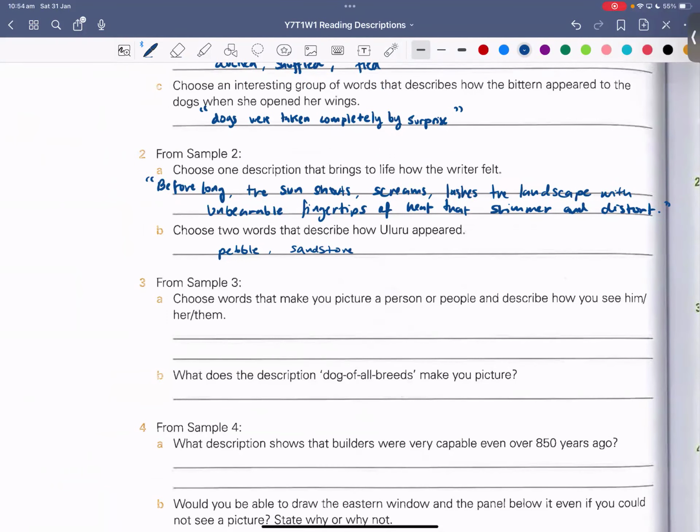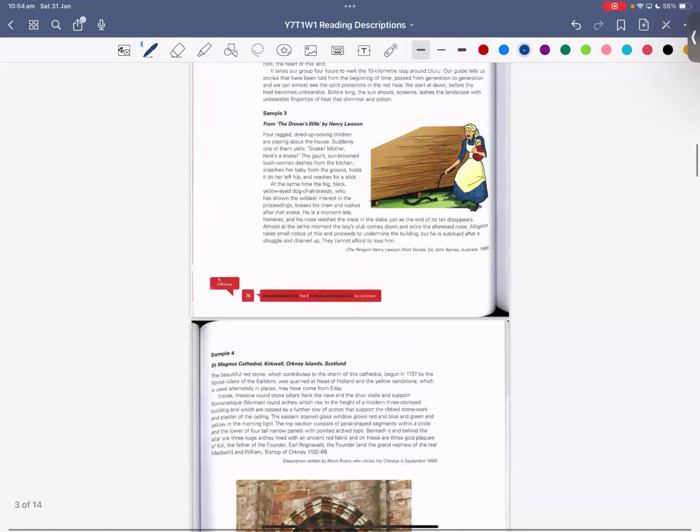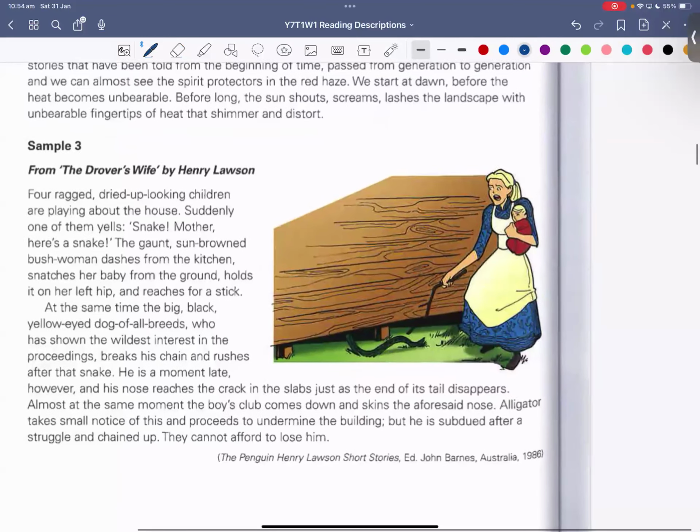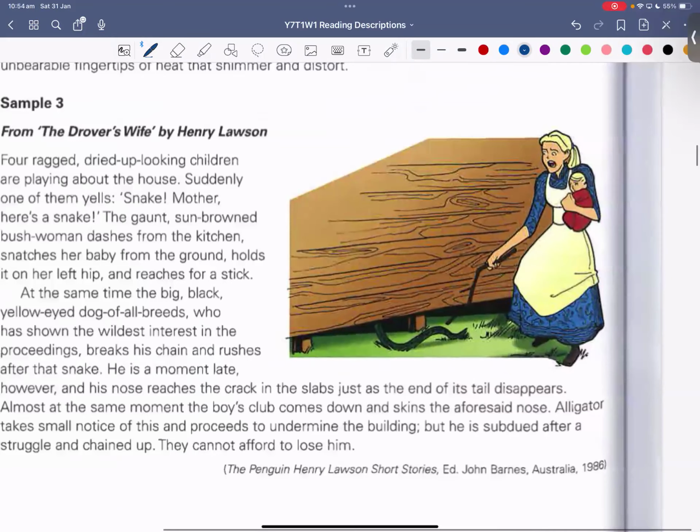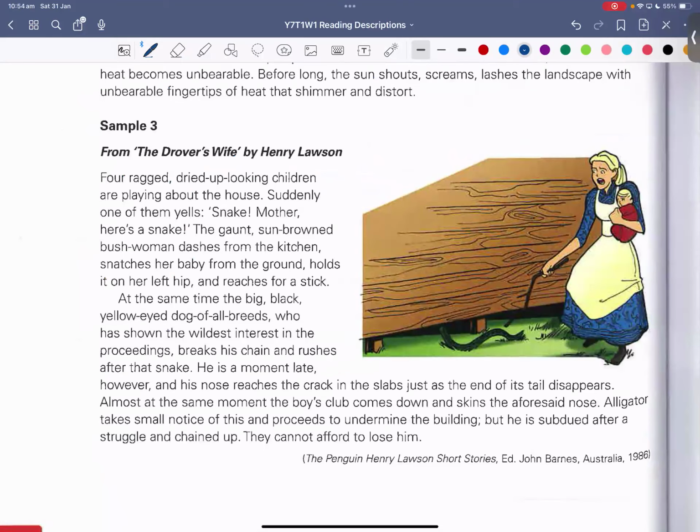Choose 2 words that make you picture a person or people and describe how you see them. Oh, this is a new sample. Okay, so we're doing sample 3, The Drover's Wife by Henry Lawson. Who wants to give a go at reading this one?